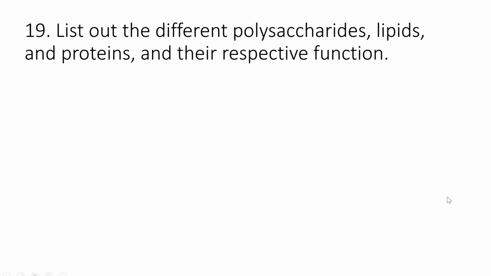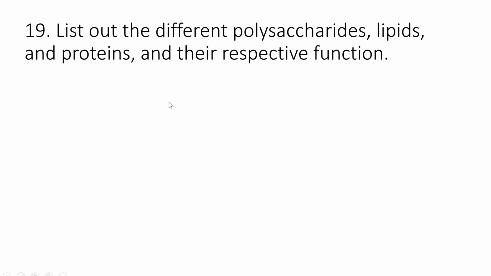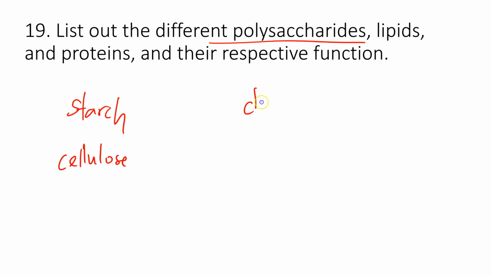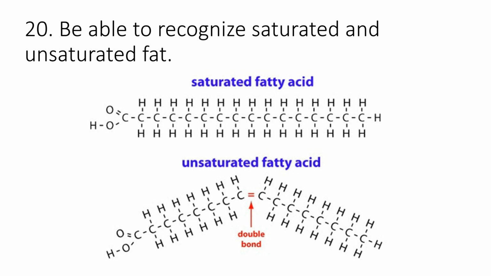List out the different polysaccharides, lipids, and proteins and their respective functions. I think I go through it in slide 16. But it's always very good to remember the four examples of polysaccharides: starch, cellulose, chitin, and glycogen. Cellulose is used to make your cell wall. Starch is the food source in plants. Chitin is the cell wall of fungi and exoskeleton. And glycogen is the food storage of animals. Or energy storage, sorry, not food storage. Energy storage for animals.